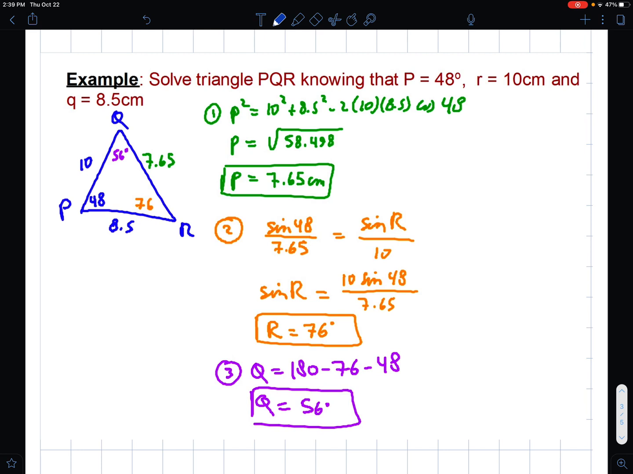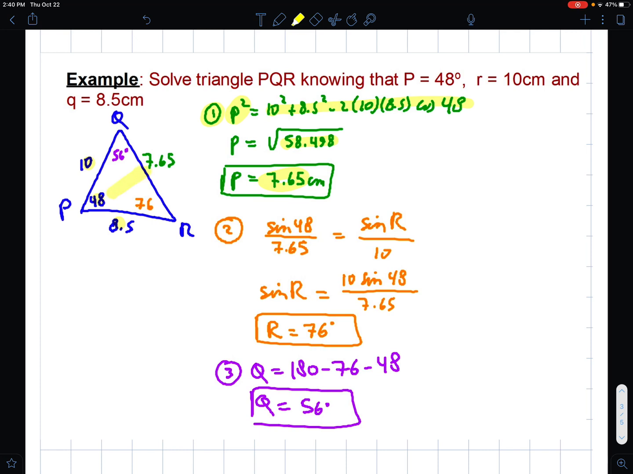So here it is. We see that P is 48, across from R is 10, across from Q is 8.5. So which one are we going to look for first? Well, I have 10. Let me just highlight it. I have the 10, the 48, and the 8.5. So at that point in time, I don't have opposite side, opposite angle. Therefore, I'm going to start by looking for p using cosine law. You already know how to do cosine law. Once you plug it all in the calculator, take the square root, and we get that p is equal to 7.65. Now that I have p is equal to 7.65, I do have opposite side and opposite angle.